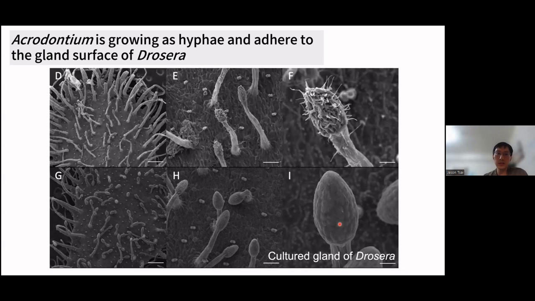In contrast, this SEM image above shows a Drosera gland inoculated with Aquodontium. The fungus has grown extensively with the hyphae adhering directly to the gland surface. This also means that we can conduct experiments with the fungus and the plant separately or added together, bringing possibilities to various experimental designs.